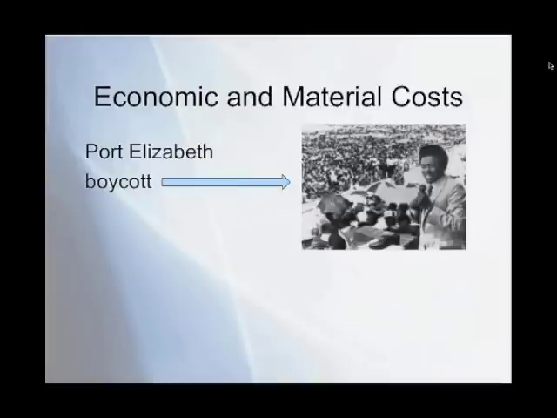White businesses began to hurt. It's estimated that white store owners lost about 30% of their business. And it's very interesting what happened next. The businesses, like in Nashville, Tennessee, the businesses in Port Elizabeth started to put pressure on the government. They sent telegrams to their members of parliament. And one member of parliament said of the boycott, quote, "This was one of the most effective weapons that the blacks had ever found," and that he got more calls from constituents about this issue than any other issue before. Again, showing the power of imposing economic and material costs.